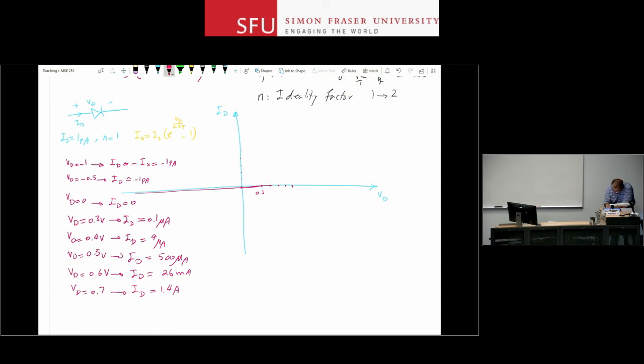At 0.5, it starts to go up. At 0.6, it's already beyond this scale, it's somewhere up here. So at 0.5 it's like this, at 0.6 the current just shoots up. And at 0.7 I don't even bother. So this is 0.5, this is 0.6. At 0.5 I had half a milliamp, at 0.6 I have 26 milliamps. It's already off the scale. At 0.7 it's basically much, much larger. And usually at those kinds of voltages, something from outside limits the current.